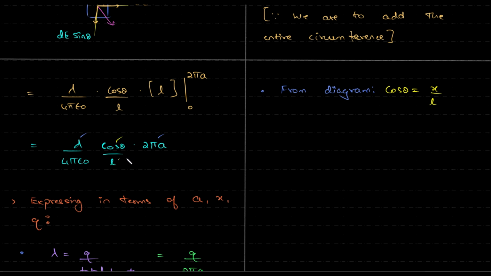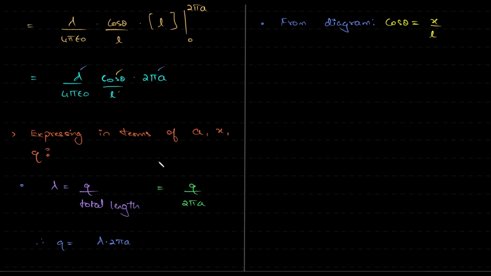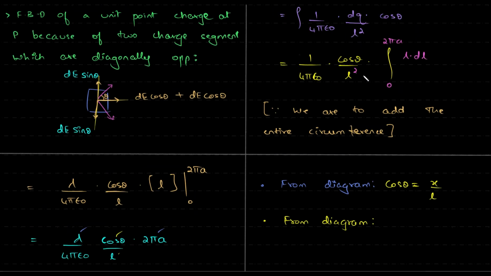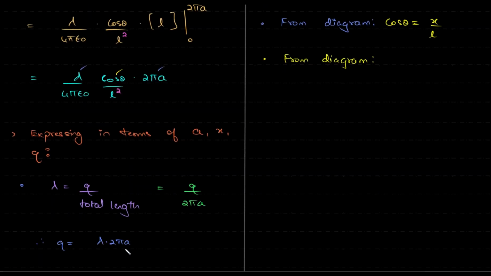Then we need to express L also. We can't have L. That is simple again. From the diagram and the Pythagorean theorem, L square is equal to x square plus a square. Sorry, I missed out L square. Pythagorean theorem.